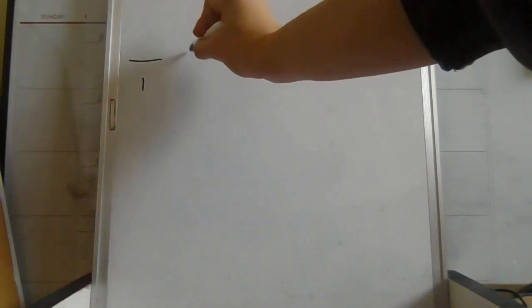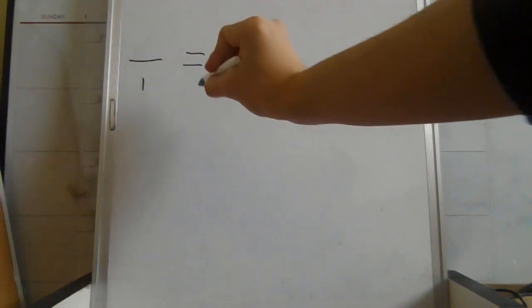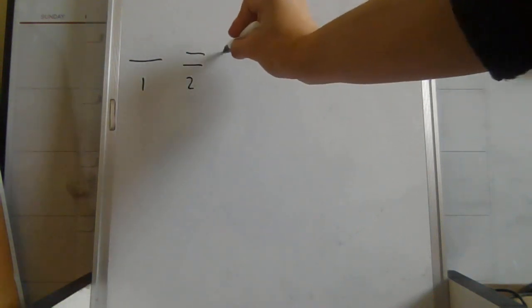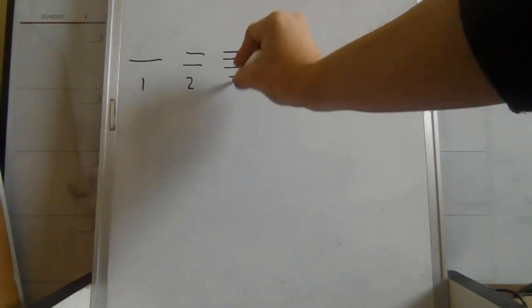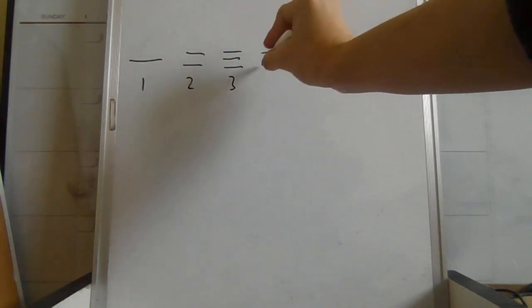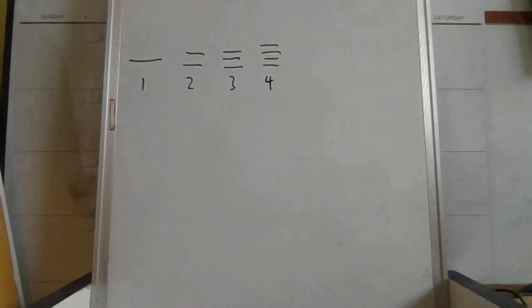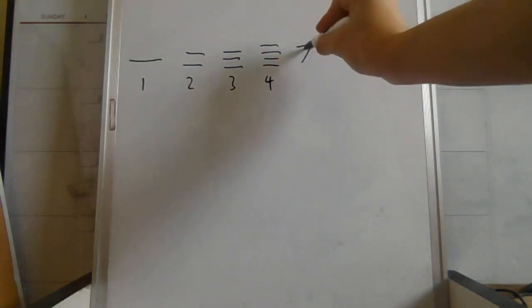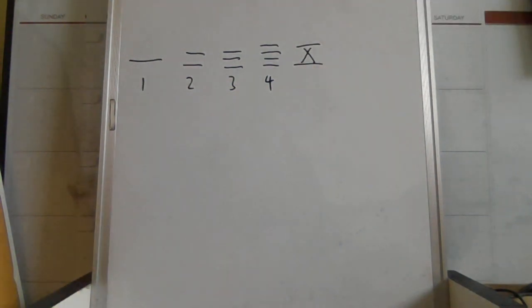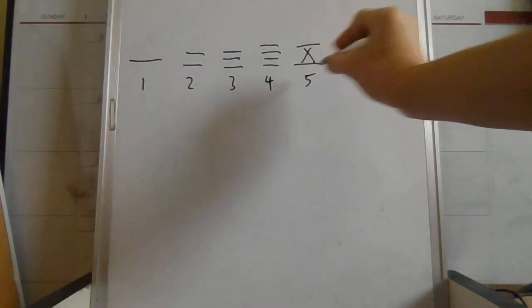Okay, so let's take a look at the numbers. That is 1. That's just a single stroke written horizontally. 2. Okay, we're going to get a pattern here. 3, 4. All right, so 4 has 4 strokes. Okay, 5 looks kind of like 2 bars with an X in the middle. So let's just write that.